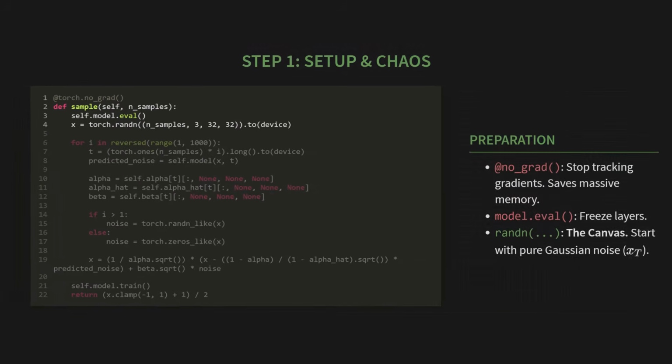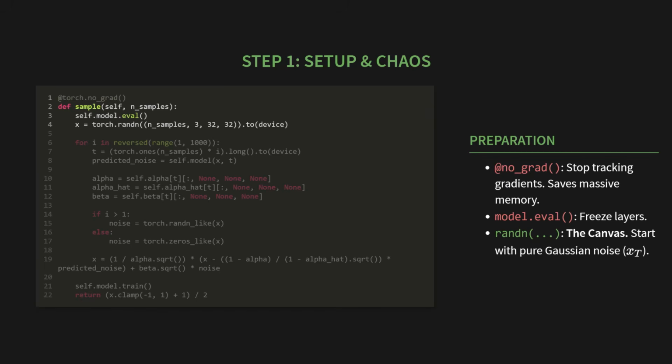Let's begin. Step 1. Setup and chaos. First things first, we need to prepare our environment. We start with the decorator @torch.no_grad. This is a huge optimization. It tells PyTorch, hey, we're not training right now, so stop tracking gradients. This saves a ton of memory. Next, self.model.eval. This officially puts our UNet into evaluation mode, freezing layers so they behave correctly for inference. And finally, the most important part, x equals torch.randn. This is our canvas. We are creating a batch of images filled with pure, unstructured Gaussian noise. This is our starting point, our x sub t.